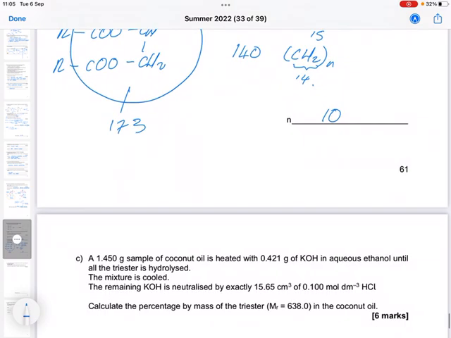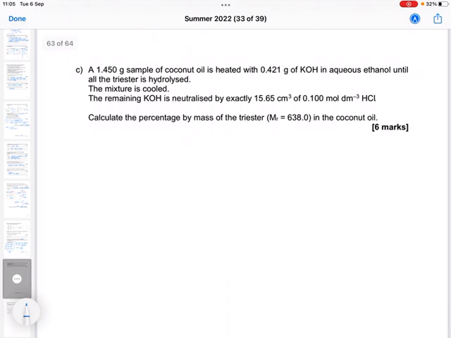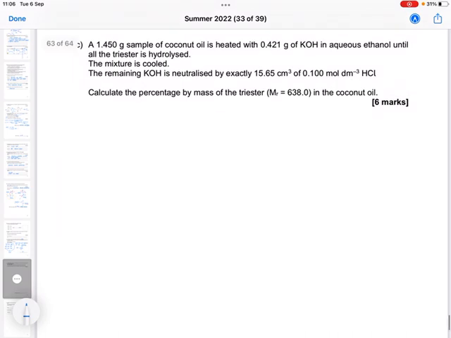Part C, 1.45 grams sample of coconut oil is heated with potassium hydroxide until all the triester is hydrolyzed. The mixture is cooled, so we have potassium hydroxide left over, which is neutralized with hydrochloric acid. So this is a back titration. And I'm going to draw a picture with this one so that we can see exactly what is going on. So what I've done here is I've added my coconut oil, which is 1.45 grams of, I'll put C.O for coconut oil.